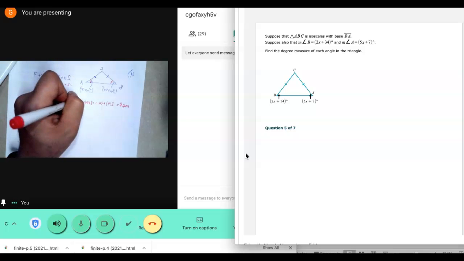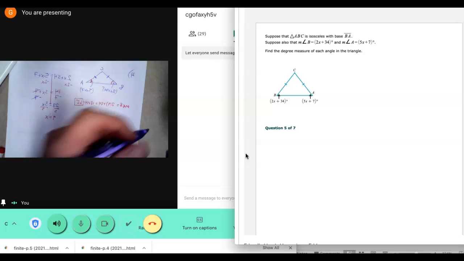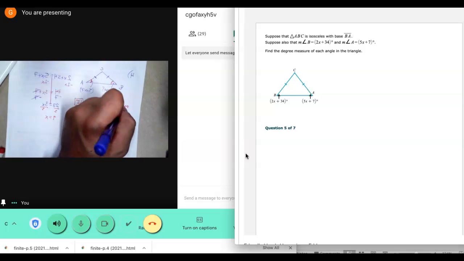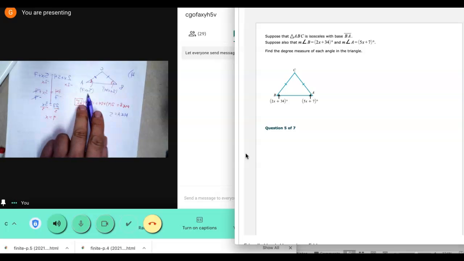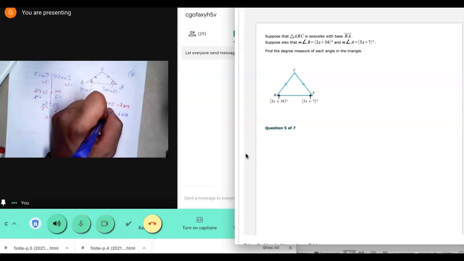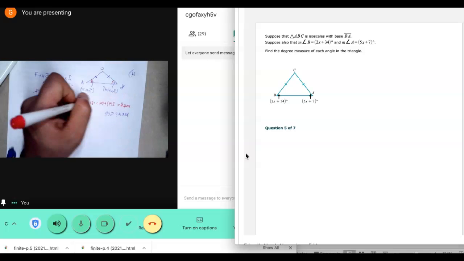62 degrees for angle B. A should also come out 62. If A doesn't come out 62, then I did something wrong, because remember A and B are equal. Measure of angle A, 5 times, remember x is 9, 5 times 9 plus 7. Wait a second, I think I did something wrong here. Oh yeah, there it is. This is 52. 34 plus 18 is not 62, it's 52, so there's my mistake. Sorry about that.